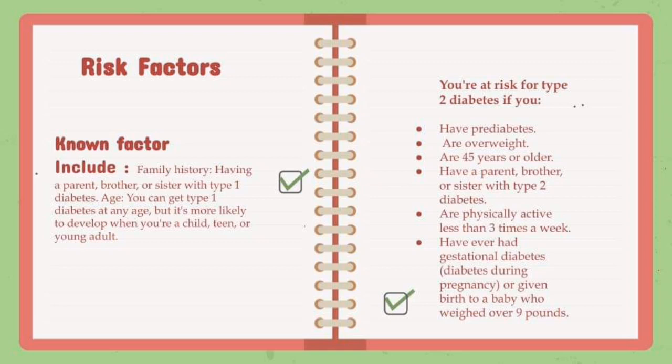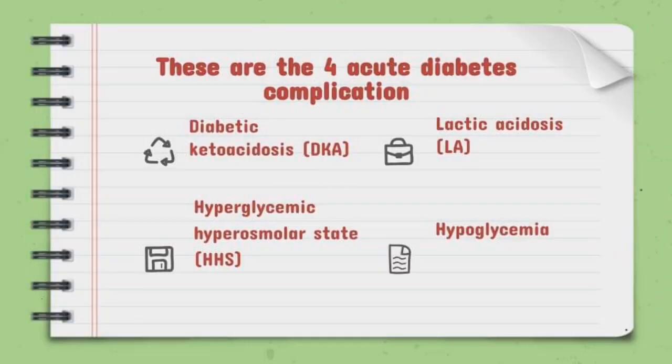The example of this is diabetes during pregnancy, or giving birth to a baby who weighs over 9 pounds. So that's all for the risk factors of diabetes. These are the 4 acute diabetes complications: diabetic ketoacidosis, hyperglycemic hyperosmolar state, lactic acidosis, and hypoglycemia.